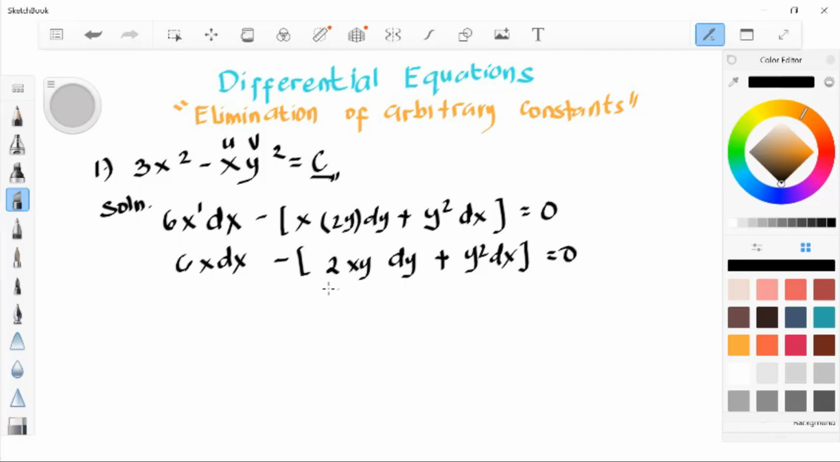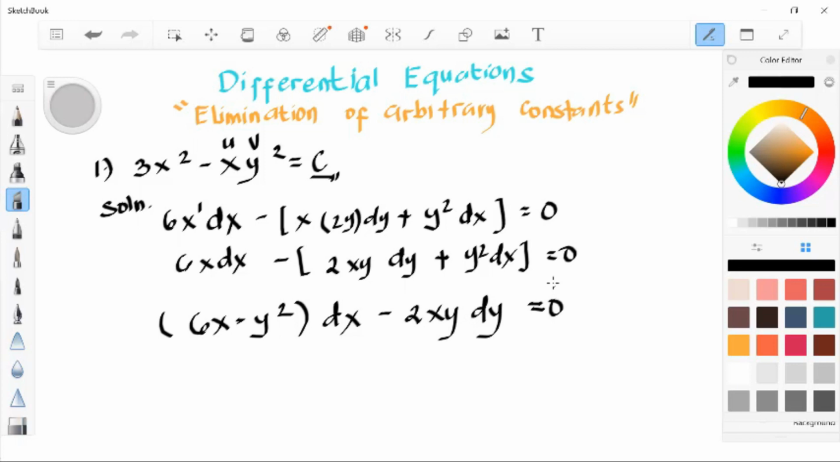Okay, so the best thing that we can do about it is to combine like terms, or I should say regroup for the dx and for the dy. So for dx, this is 6x and y squared. So that is 6x minus y squared dx. And for the dy, that is nothing but 2xy dy, which is equal to 0. Okay, and therefore that is the final answer.